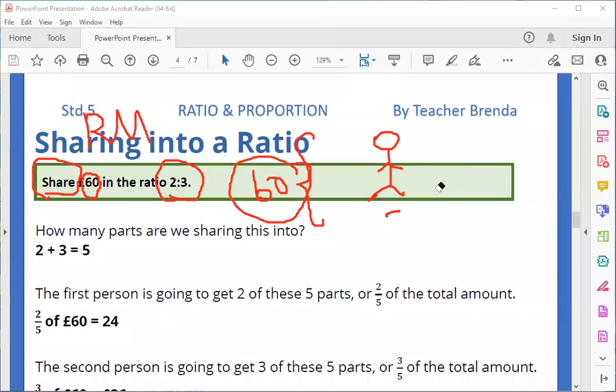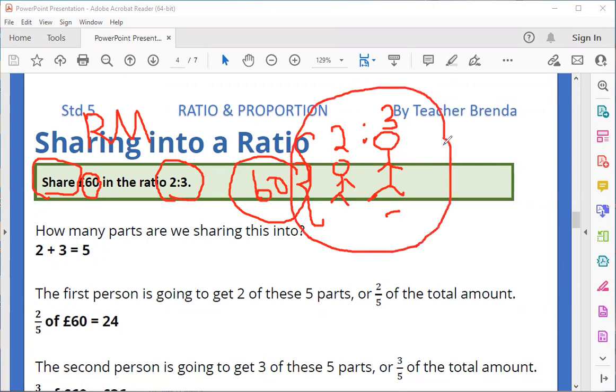Let's put this small guy here first. So let the small guy be first, okay? The ratio of 2 to 3. So the little brother gets 2 parts, elder sister gets 3 parts. Now, how am I going to divide this money? So what are we going to do first? We're going to find how many parts we are going to divide it into altogether. So if the brother gets 2 parts and the sister gets 3 parts, how many parts are we sharing? 5 parts.